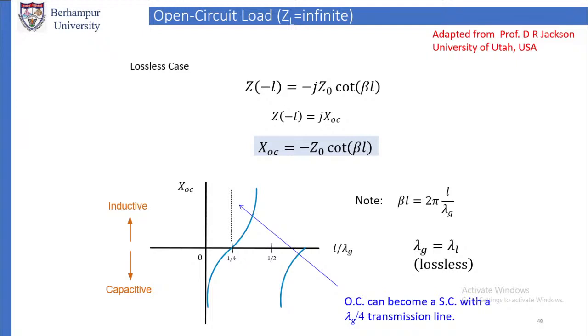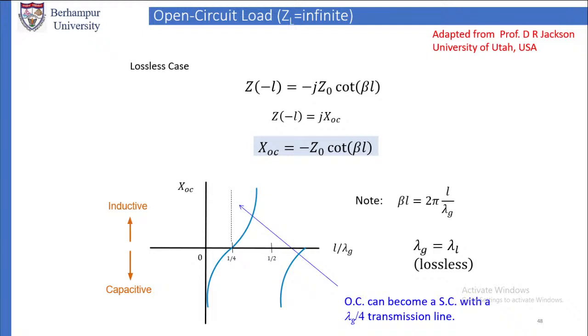If it is reactive, then XOC is equal to minus Z0 cot beta L. Again we know beta L is equal to 2 pi by lambda g, as in the previous case. Here lambda g is the guided wavelength, lambda L, where the guide is the transmission line. So at a distance L on the line, for the lossless case, lambda g is equal to lambda L.